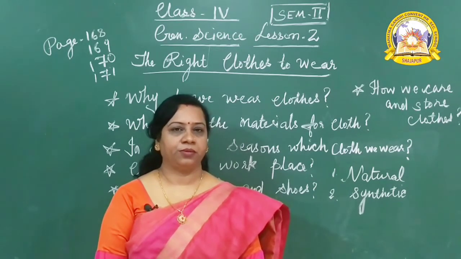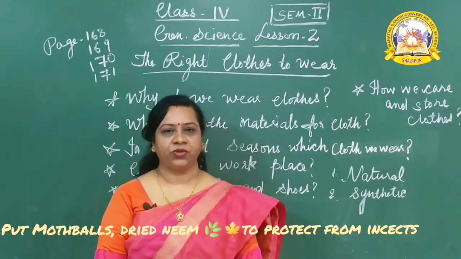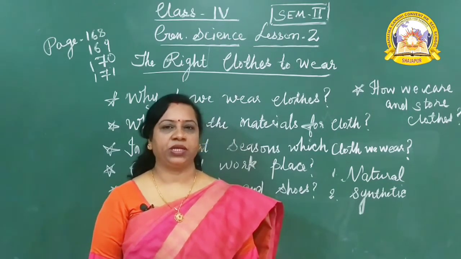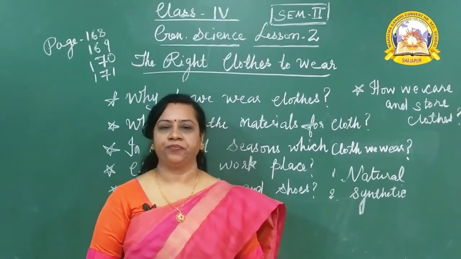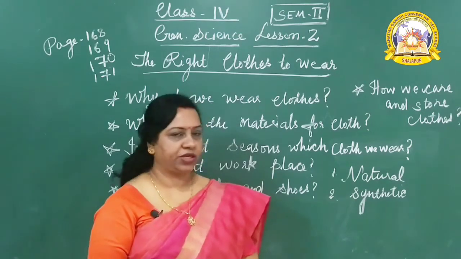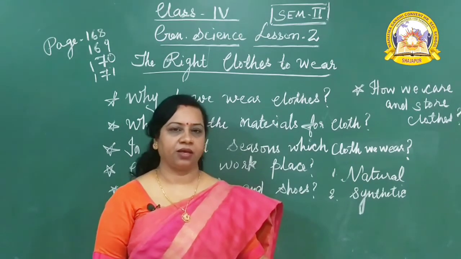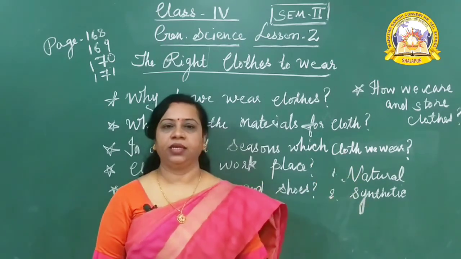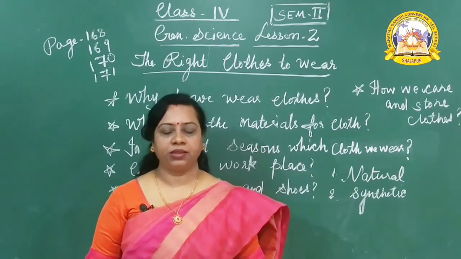You put mothballs or naphthalene balls, or dried neem leaves, to protect them from insects. So we should keep the clothes very properly, and in between the folds we should keep mothballs, dried neem leaves, naphthalene balls. And clothes should always be ironed. Clothes should always look neat and clean. You look smart if you wear neat, ironed clothes. So these are the things on how you care for the clothes and how you store the clothes. Clear? So all the things are clear.